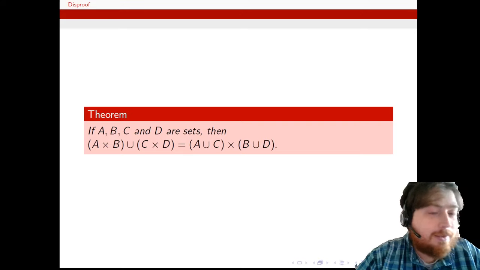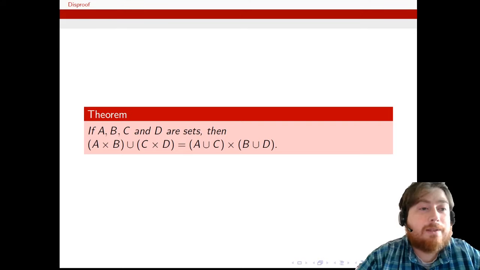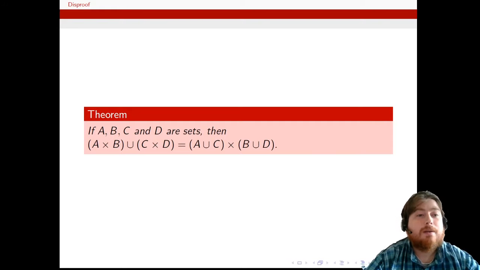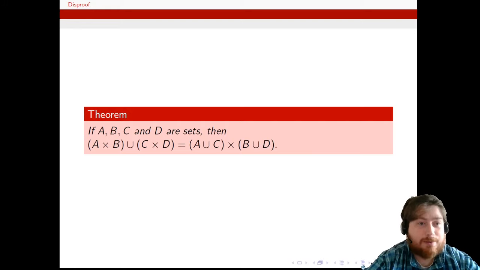All right, good. So, if we think this is false, we have to come up with an example. And so we have to think about what A, B, C, and D would look like in order for this to be true or false.